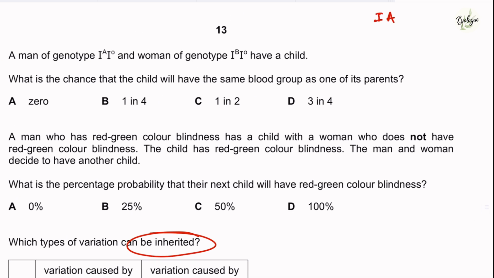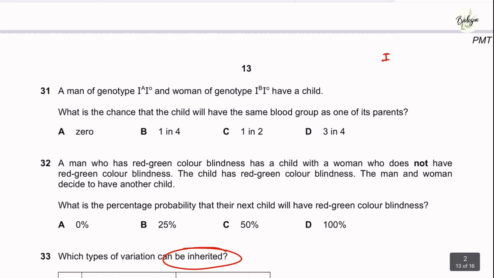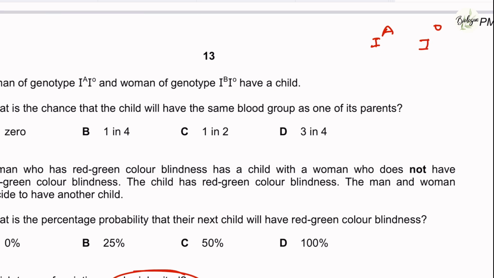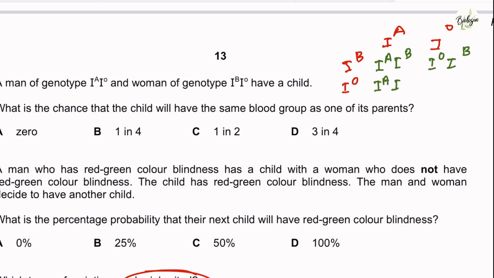We have IA. Let's do it properly. So we've got IA, IO. Make sure you do it pretty neatly in order to visualize what's going on. So when we match it up, what we get is IA IB, IA IO, IB IO, IO IO.